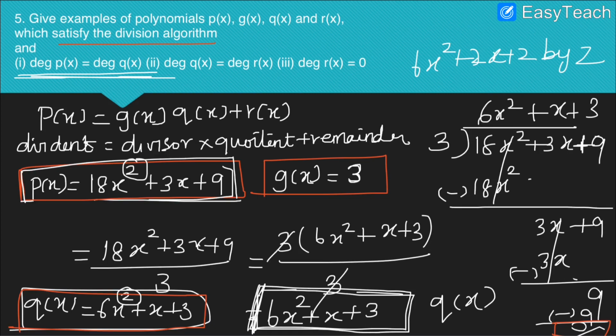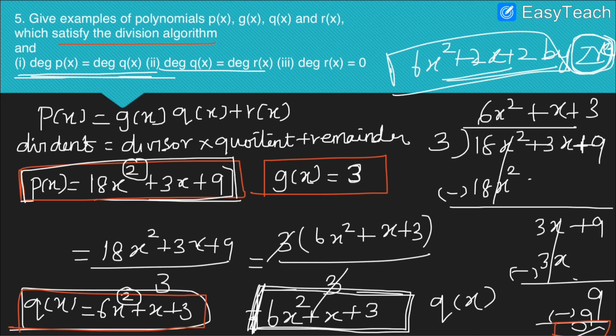So one thing you make sure is that the g of x, the divisor which you choose, must be a factor of this polynomial, and at the same time it must be a constant, not 2x or 2x plus 1, not like that. It must be a constant and at the same time a factor of that p of x. This way you can choose any kind of p of x and g of x. This is what I want to mention. Let's move on to the second question.